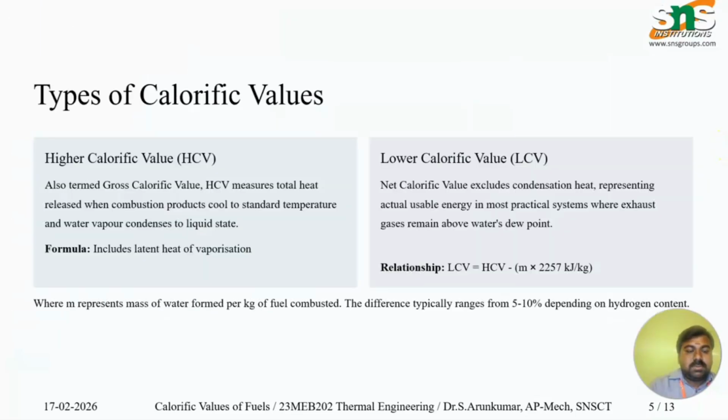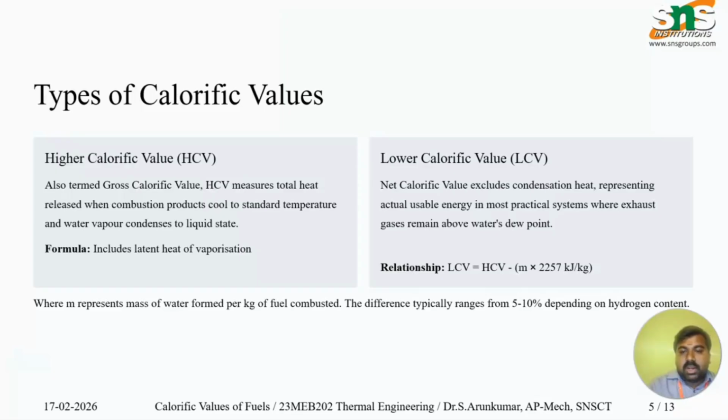So these are the types of calorific values. We already discussed higher calorific value as well as lower calorific value. The higher calorific value, HCV, also termed gross calorific value, measures the total heat released when combustion products cool to standard temperature and water vapor condenses to the liquid state. Lower calorific value, the net calorific value, excludes the condensation heat, representing the actual usable energy in most practical systems where exhaust gases remain above water's dew point.